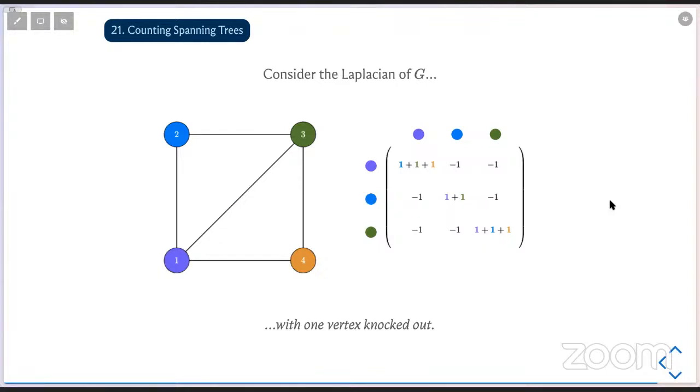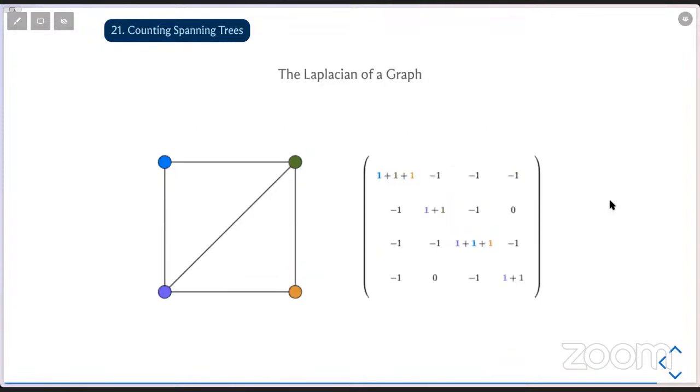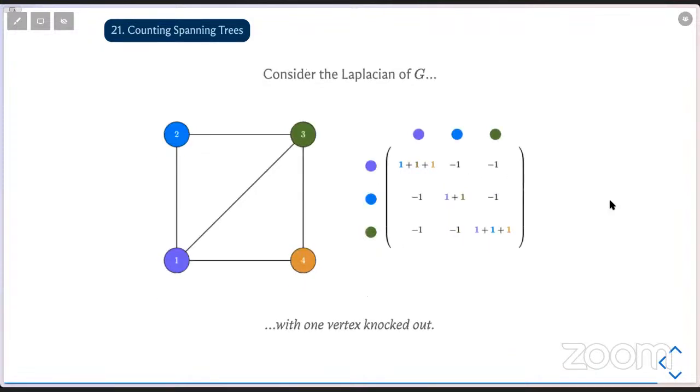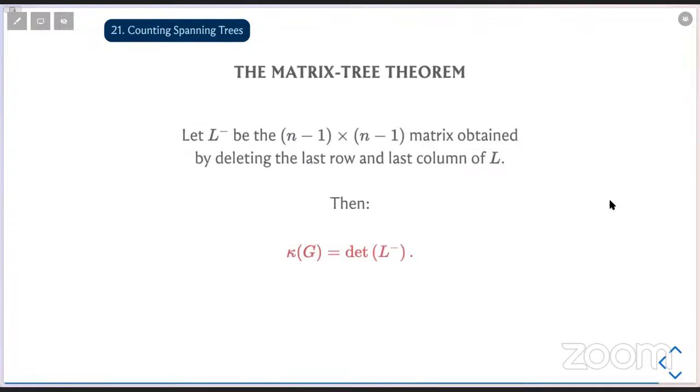So the ith entry is the degree of the ith vertex, and we are working with this sort of Laplacian, which is not the Laplacian of the whole graph. We knocked out the last row and column, where you can knock out any one that you like, and basically that's the object that we'll be working with. And we claimed that the number of spanning trees in our graph is the determinant of this smaller Laplacian, right?